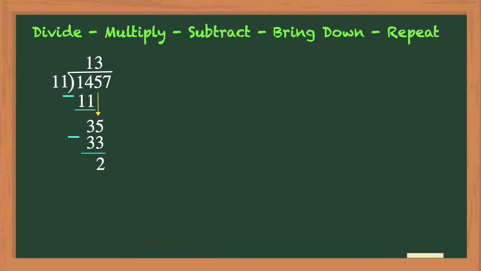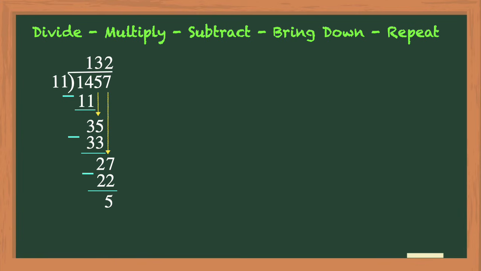And since there is still a digit left up in the dividend, you will need to bring it down and repeat all the steps one more time. Now you have the number 27. You will divide 11 into 27, and 11 goes into 27 2 times. Next, you will multiply 2 times 11 to get 22. Now you can subtract. 27 minus 22 is 5. Since there are no more digits left in the dividend to bring down, you are done with the long division process. And as you can see, you have a remainder of 5.